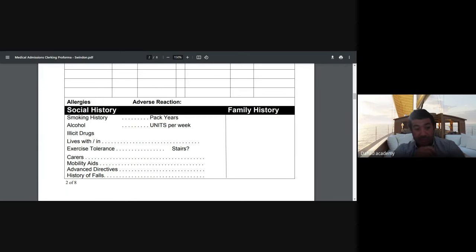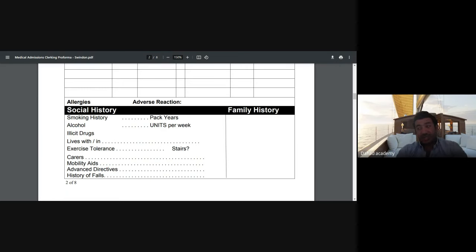Where does the patient live? Is he in a respite home? Is she or he in a care home? Does the patient live alone by himself? Can he go upstairs? Is he living in a house? Is he living in an apartment? How many carers does the patient have?